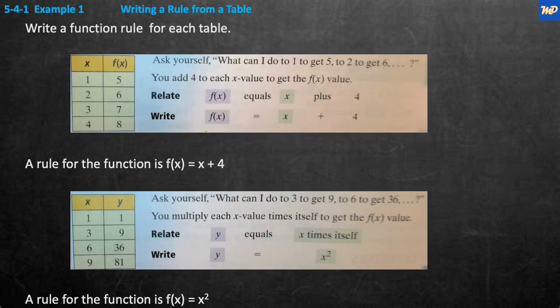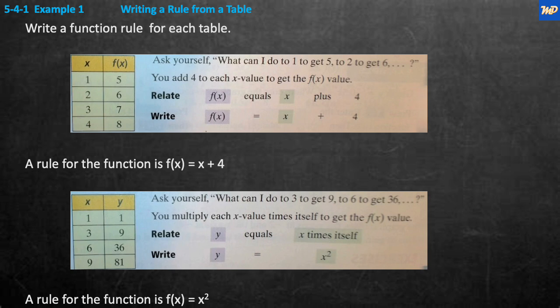Okay, example 1, writing a rule from a table. So thinking about what we just saw on the previous slide, you're going to look at the independent variables and ask, what can I do to the independent variable to make it look like the dependent variable, so to speak, right? So let's take a look at this. It says, write a function rule for each table. The first table we're looking at.